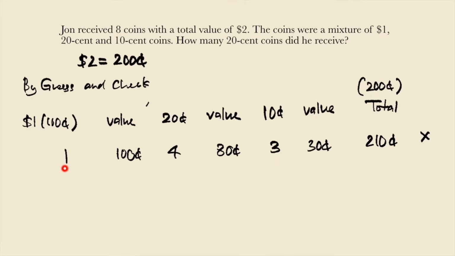I've got 1 coin accounted for. I have to account for another 7. So I'm going to guess 4 and 3. So this adds up to 210 cents. I'm looking for 200 cents. So this is too much.